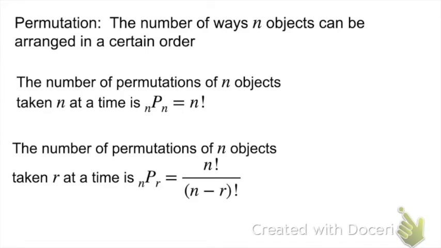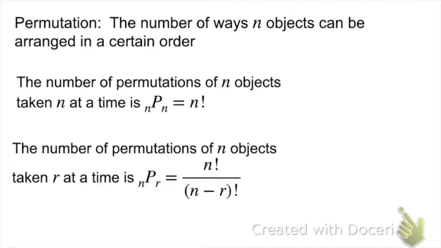So permutations: the number of ways n objects can be arranged in a certain order. So they have to be in a specified order. If we have n objects taken n at a time, say I have 7 books and I'm going to order all 7 books on a shelf, that's 7 permutation 7, or 7P7. This is the same as 7 times 6 times 5 times 4 times 3 times 2 times 1. So nPn is n factorial.